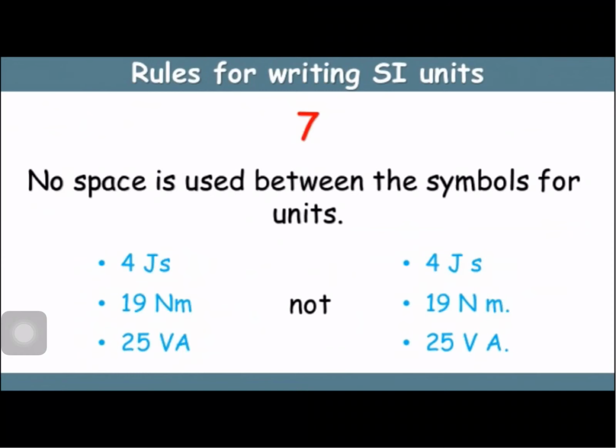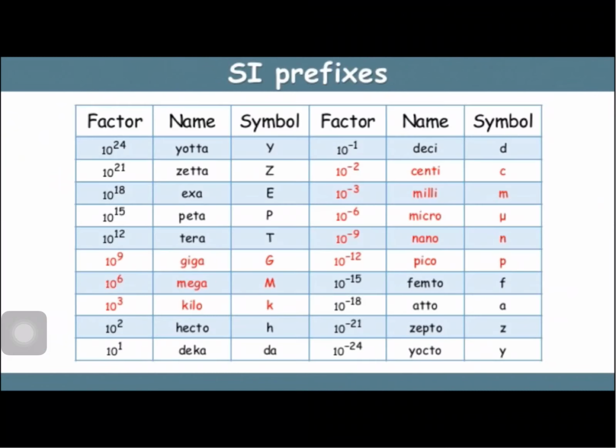Seventh one: no spaces between the symbols for units. For example, 4 joule second means you have to write 4, space, joule second. Don't write 4 space joule space s. That's wrong.